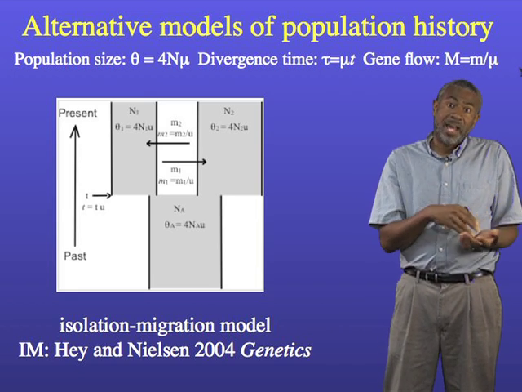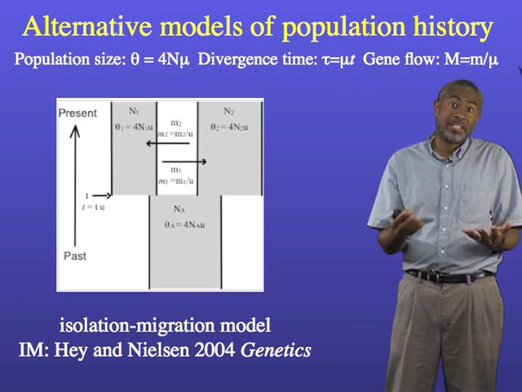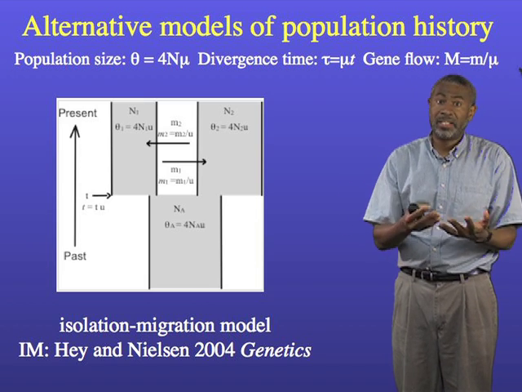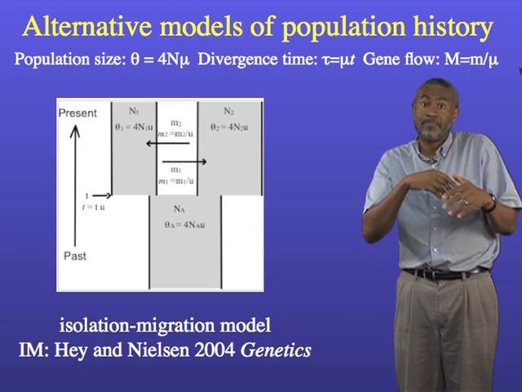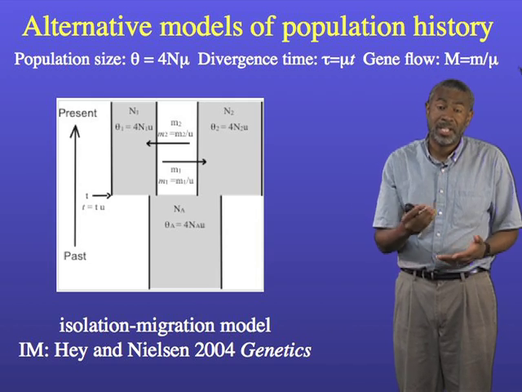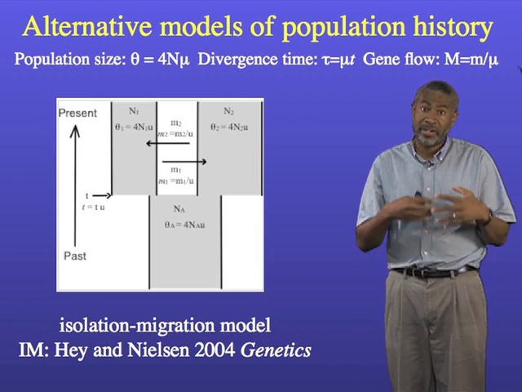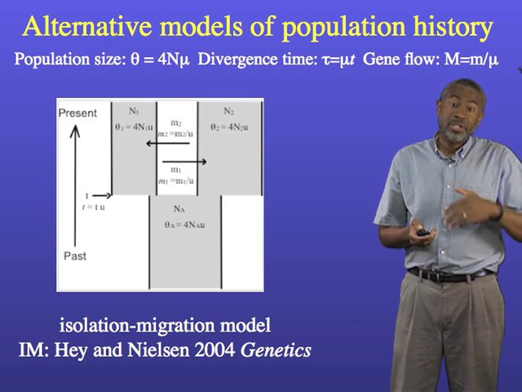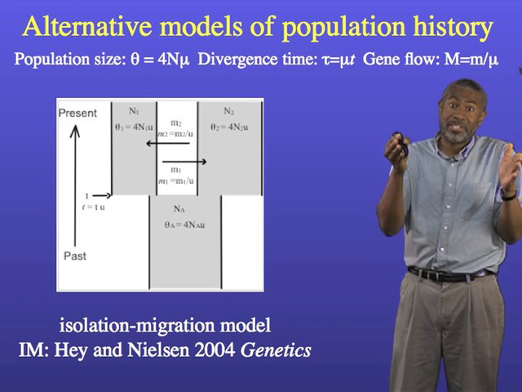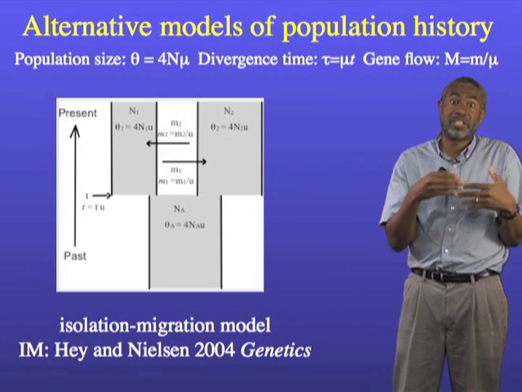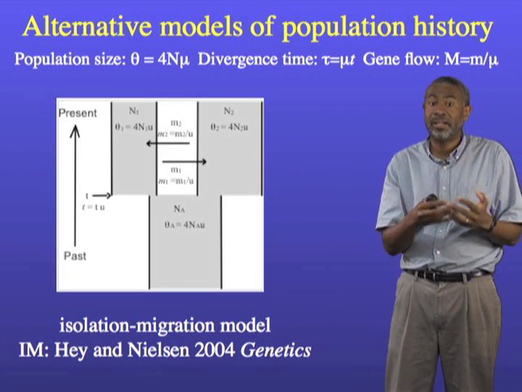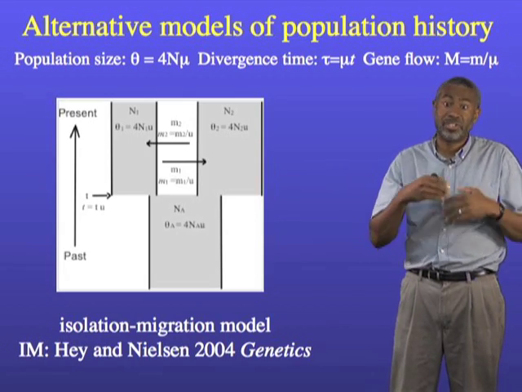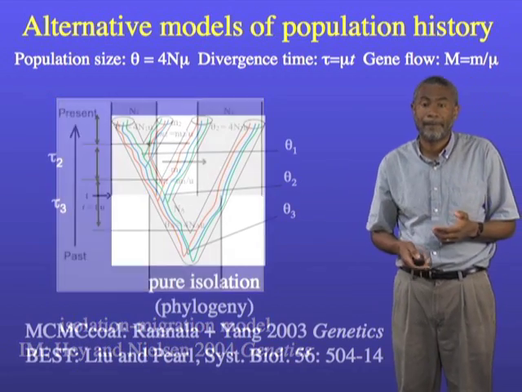Like the migration model we saw earlier, this isolation migration model uses information from many unlinked loci that might be on different chromosomes and have slightly different histories that are all correlated with each other. And you can see the parameters that we're using on the top. Many of these parameters we discussed in the first lecture. There's theta, there's divergence times with mutation rates, there's gene flow, etc.